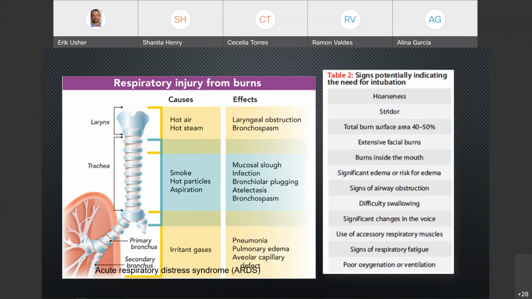And then way down deep are these irritant gases. That's going to cause pneumonias, pulmonary edema, and more importantly, these alveolar capillary defects, which you can see down there, is ARDS. Remember, that's a capillary alveolar membrane issue. You can have all the oxygen in the world, you're just not able to use it because it doesn't translate through that membrane. On the right there, these are indicators of need for intubation: the hoarseness, stridor, total burns. In this PowerPoint, again, something you can right-click and save for your notes and go over.